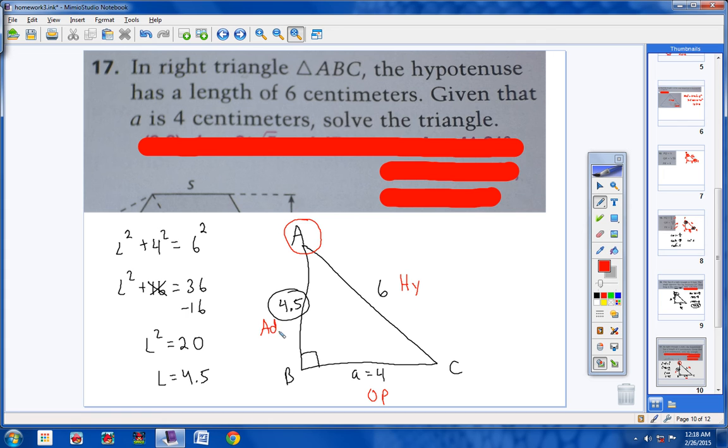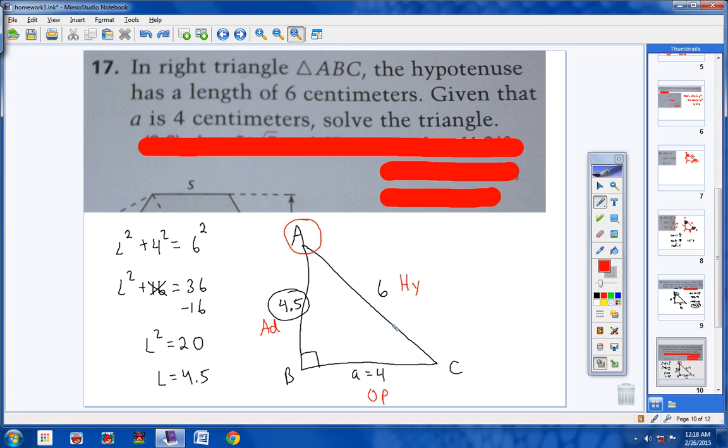Now, students, listen to me. You are more than welcome to use this side here when you solve for angle A. However, I'm not going to. First of all, this is not an exact number. You had to round it from your calculator. Secondly, these numbers here don't have any decimals. They're nice whole numbers. So I'm going to use opposite and hypotenuse. That's what I'm going to do. So when I solve for angle A, I'm going to use these two sides.